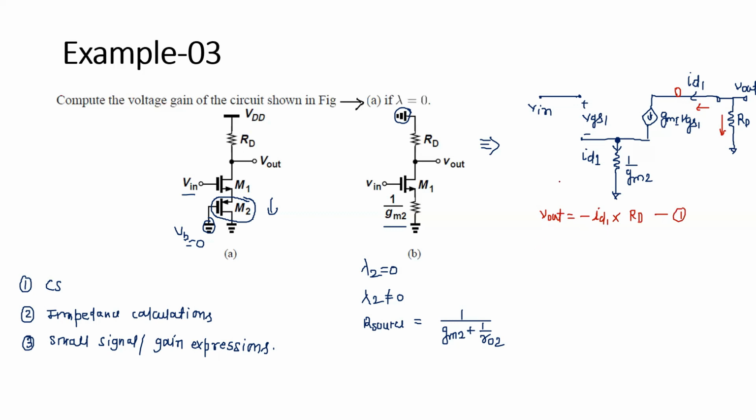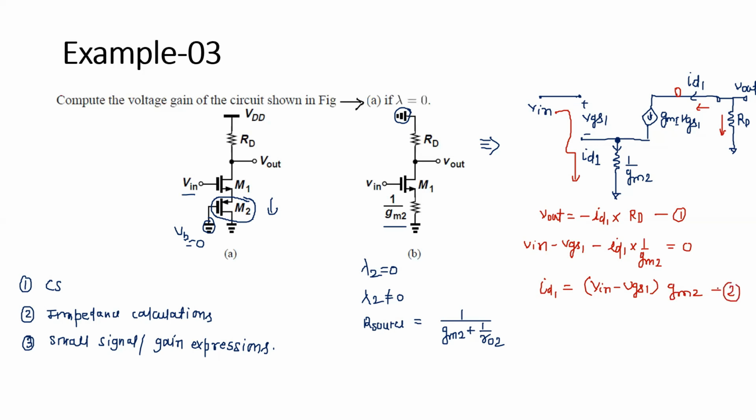The second equation we get from the input KVL. So this input KVL is Vin minus VGS1 minus ID1 times 1 upon gm2 equal to 0. From this second equation, we can compute ID1 equal to Vin minus VGS1 times gm2. So this is your second equation.